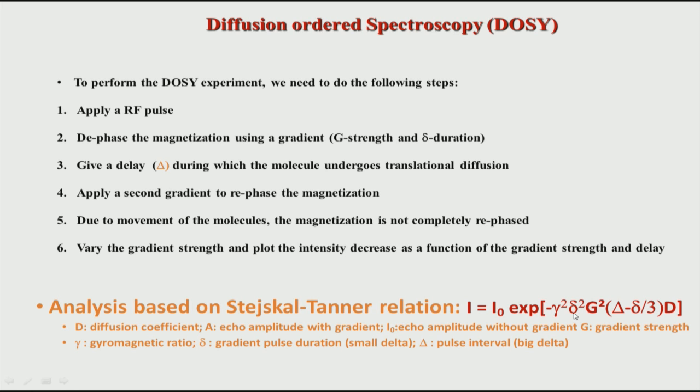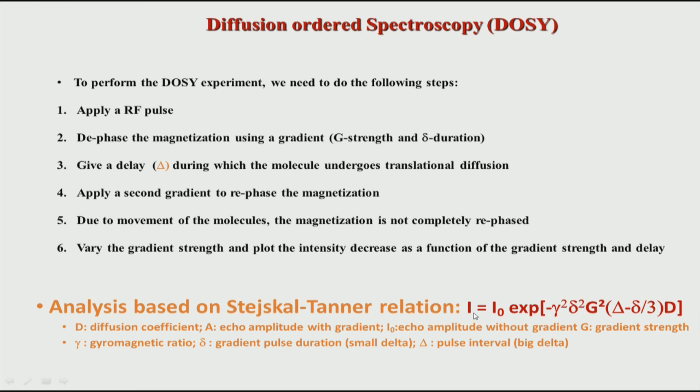Normally what we do is we keep the delta fixed. That means the duration of the gradient during dephasing and rephasing, both the delta values, are kept the same and constant, and what is changed between experiments is the value of G. Gamma is of course a constant for hydrogen. So the whole experiment is carried out by simply recording the spectrum at various G values. You keep G as 0, that is your first signal, then keep changing G to something else, then you get another signal which is called I. Like this you keep changing the G values and you monitor the I values.